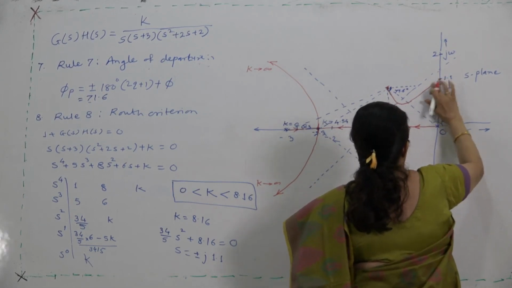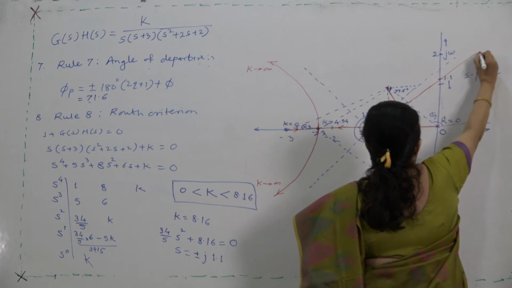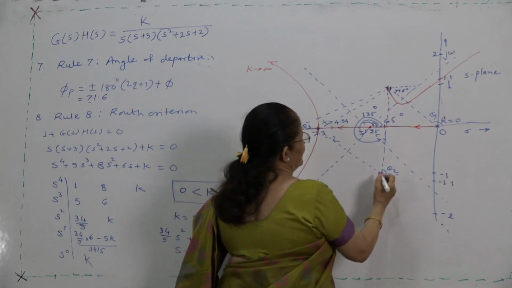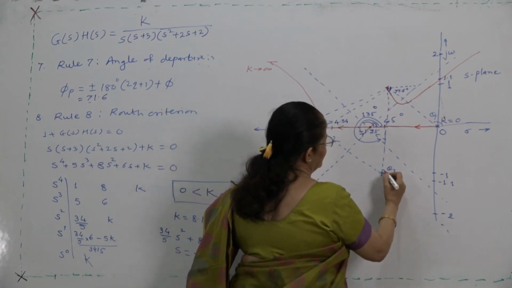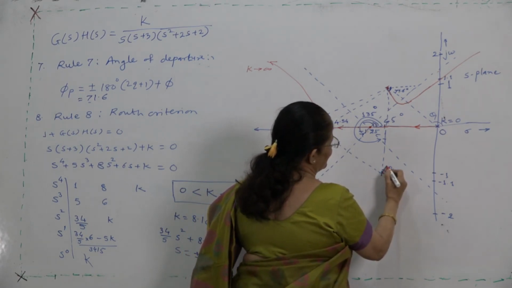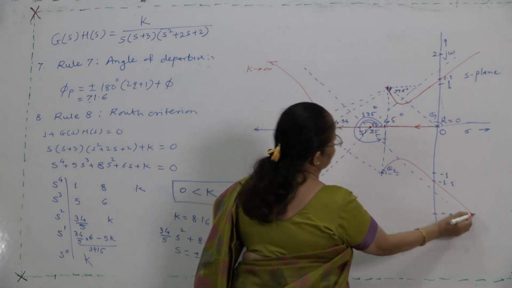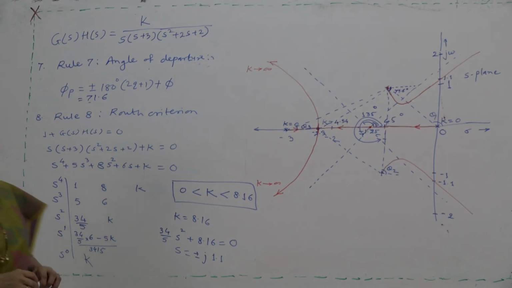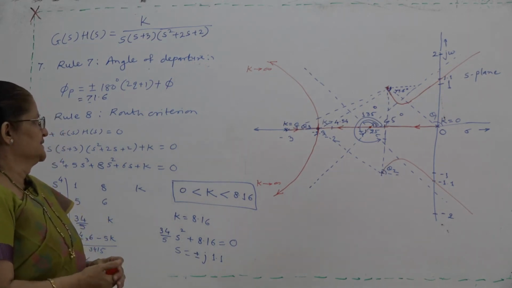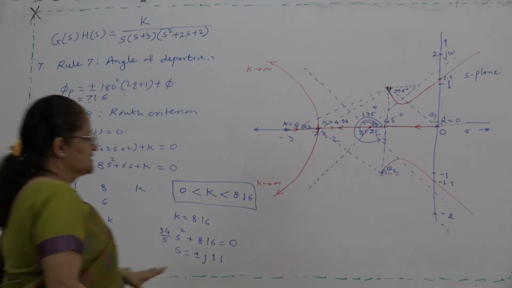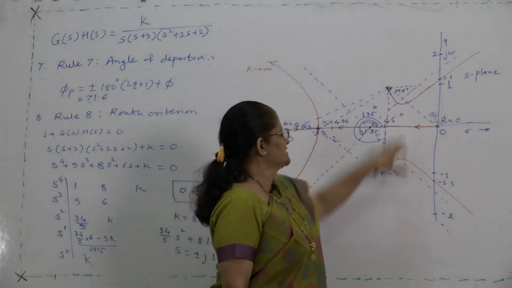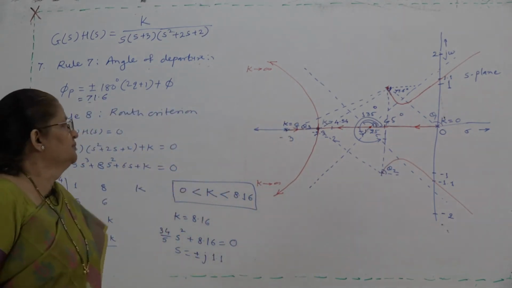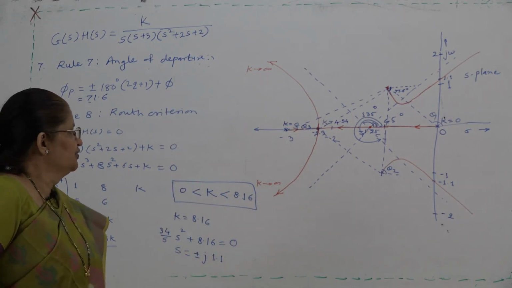Okay. So, now we have to draw the root locus with the angle of departure 71.6, and it should follow the asymptote, and it is cutting the imaginary axis at 1.1. So, how will you draw the root locus? It will start at 71.6, then it will intersect the imaginary axis at 1.1, and it will follow the asymptote. Then it is symmetrical about the real axis.